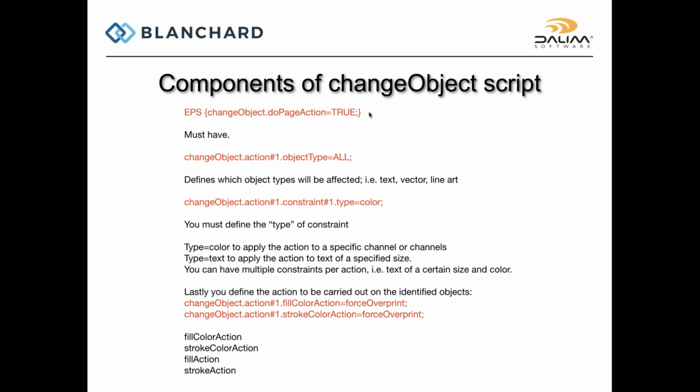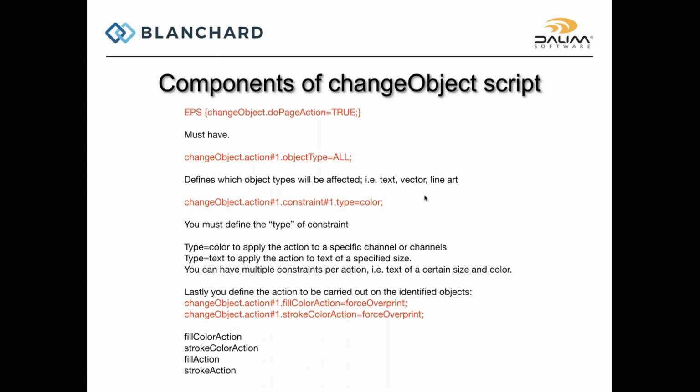Change object, do page action equals true. You could have everything done perfectly, but if you forget to do that line, it's not going to do anything. I think we've already talked about this. Object type is the stuff that'll get changed. All means it means all. Or text vector. I don't think I've ever done line art.